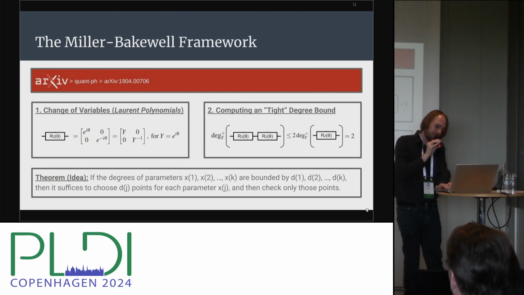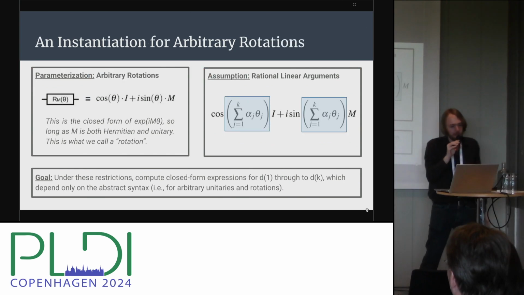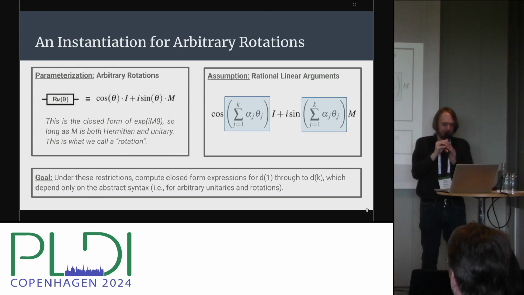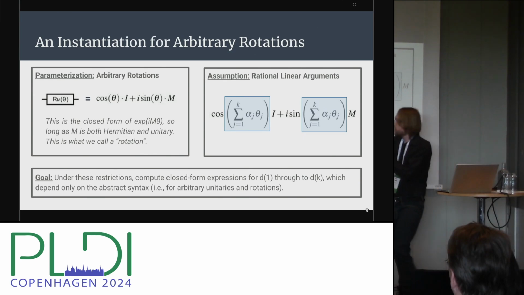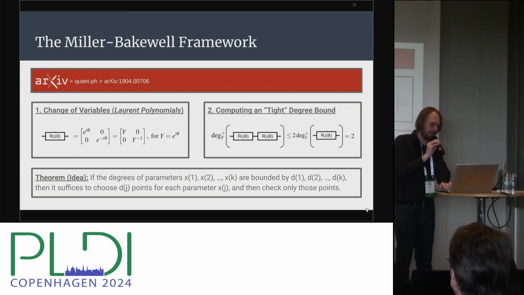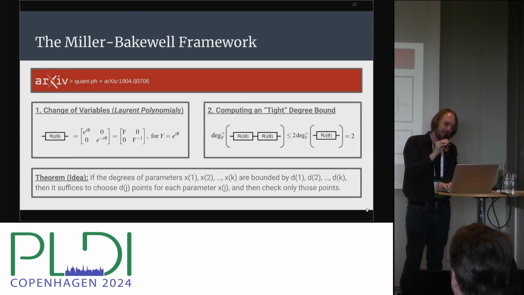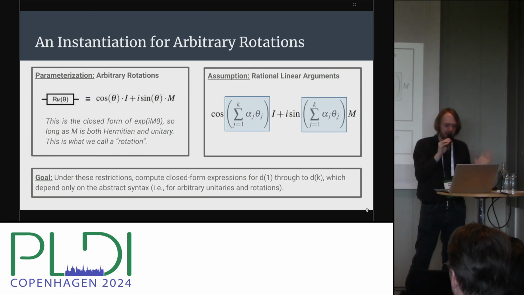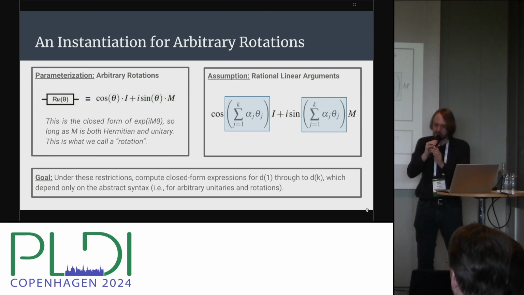But in our instantiation, we're looking at the sine and cosine terms, whereas in Miller-Bakewell's work, you're actually looking at exponentials, so you have to do a slightly different transformation, but it actually lets you compute better bounds on what the degrees actually are, it turns out.